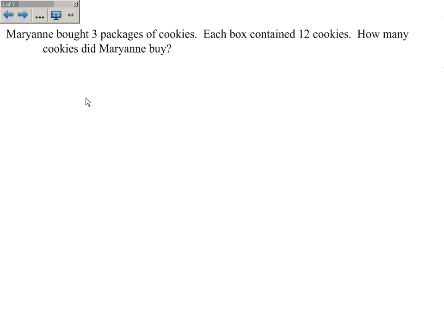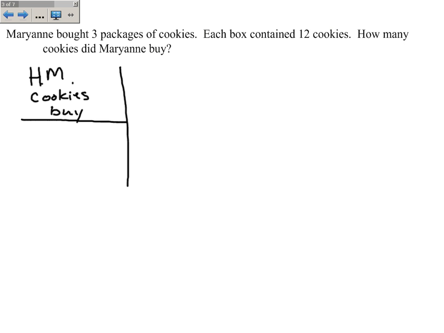So if I set up my window pane, what I'm looking for is how many cookies Mary Ann bought. I want to know how many cookies Mary bought.